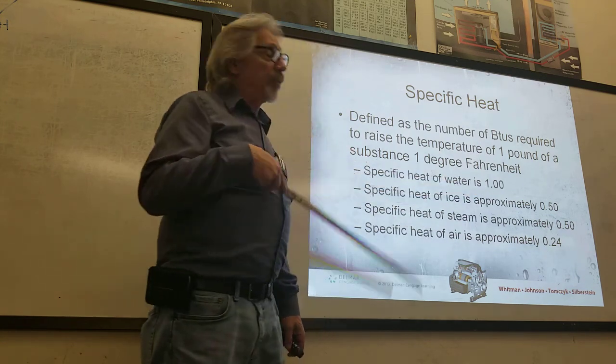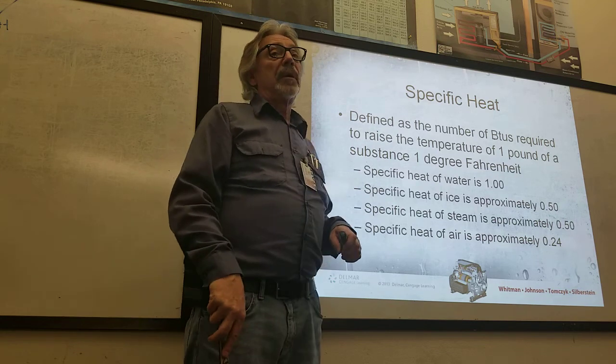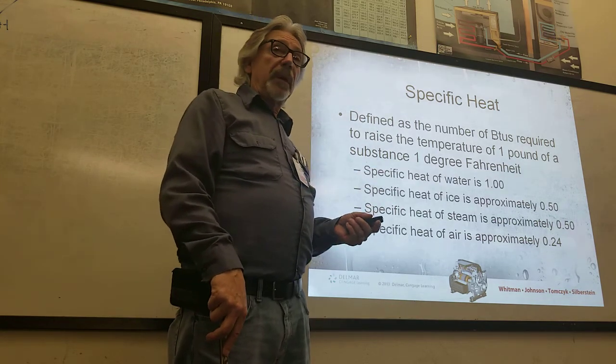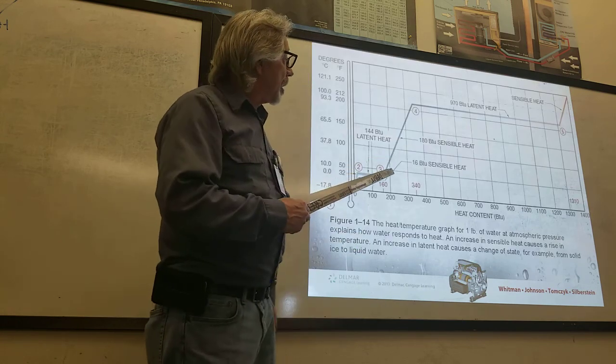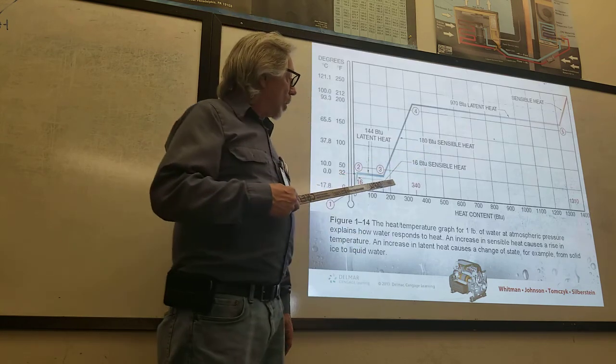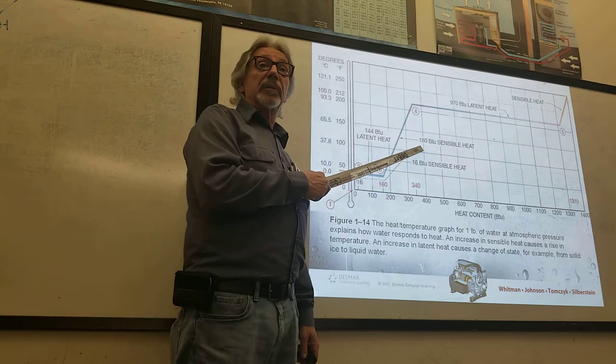We notice that the specific heat of water is 1. That means that it takes 1 BTU to raise 1 pound of water 1 degree. So if we go back to our chart, we can see that right here. We're going up 180 degrees, and it's taking 180 BTUs.